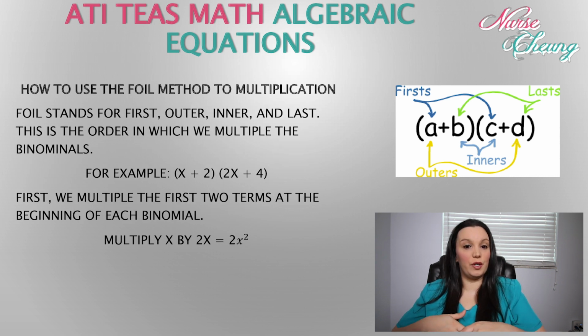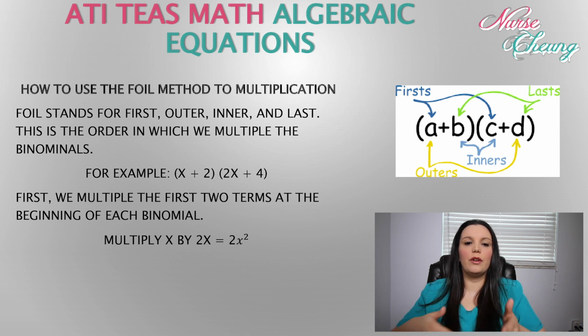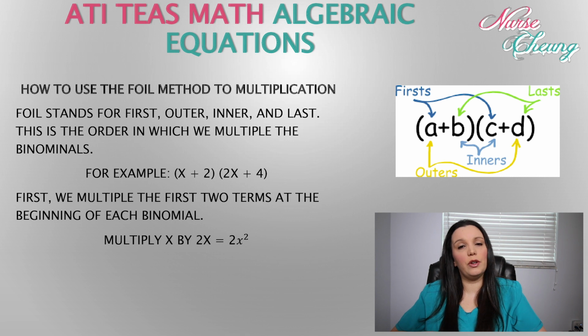FOIL stands for first, outer, inner, and last. So this is the order in which we are going to multiply these binomials. So first we multiply the two terms at the beginning of each binomial. In the first binomial we have x, and in the second binomial we have 2x. So we're going to multiply x by 2x, which leaves us with 2x squared.